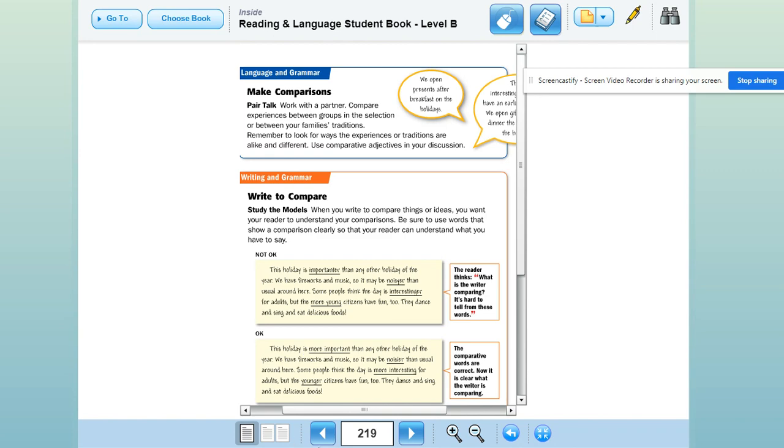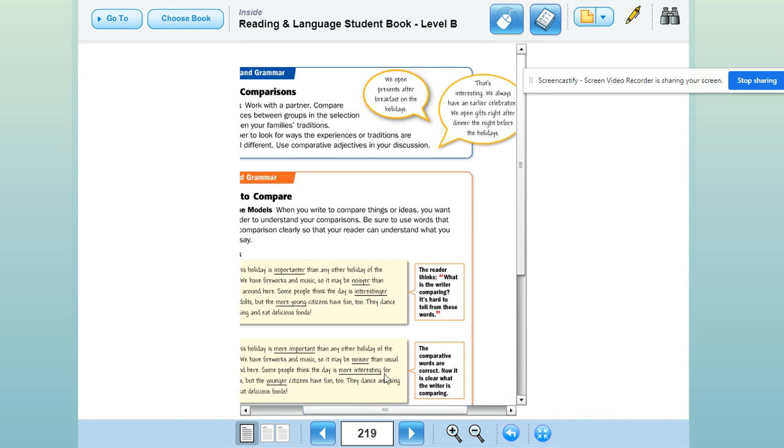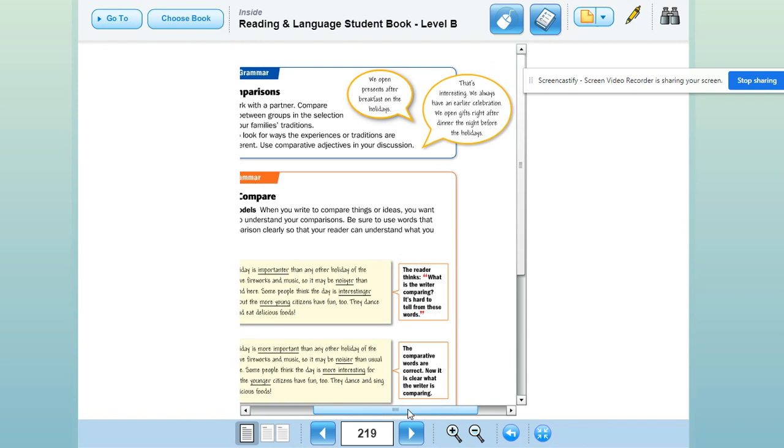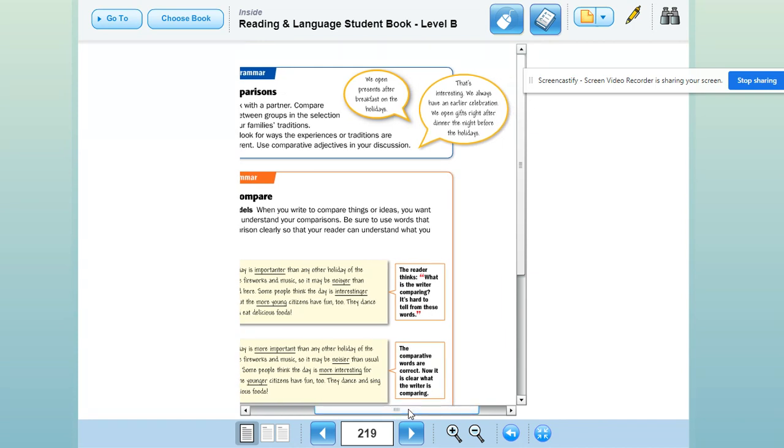So you're talking about similarities and differences. We open presents after breakfast on a holiday. That would be a tradition. And then this would be the second person. This is how they respond. That's interesting. We always have an earlier celebration. We open gifts right after dinner the night before the holidays.